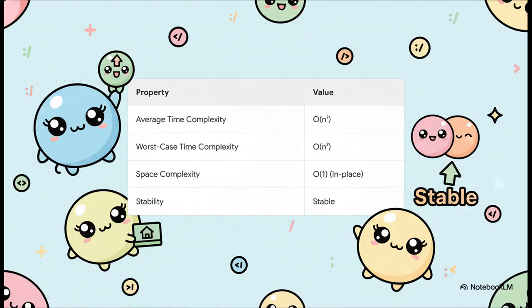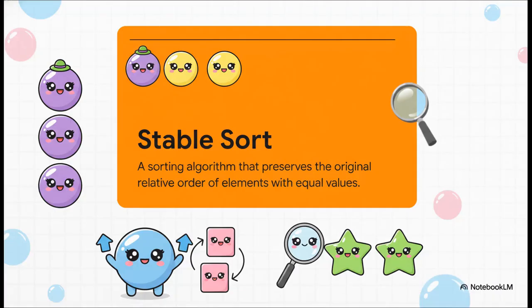But what about that last one, stable? What does that mean? A stable sort is basically one that doesn't mess with the original order of items that have the same value. Say you have a list of people and you sort them by city. A stable sort guarantees that two people from the same city will stay in the same order relative to each other as they were in the original list. And bubble sort is stable because it only ever swaps adjacent items, and it never swaps two items that are equal. And sometimes that property is actually really, really useful.